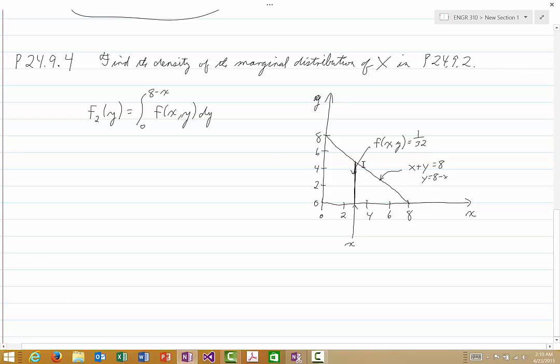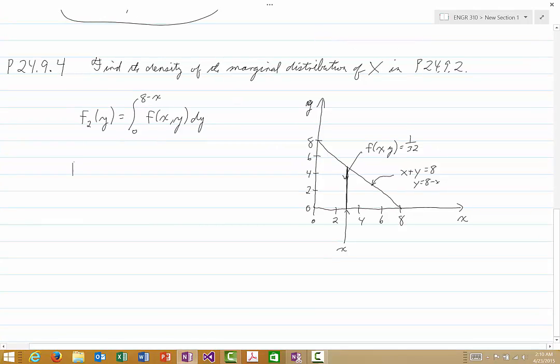So this upper limit depends on x, and that's clearly shown from the formula, because we have, as I said, 0 for the lower limit. That, of course, does not depend on x, but the upper limit of 8 minus x does clearly depend on x. And now inside that region, f of xy is 1/32, so we get f2 of y is the integral from 0 to 8 minus x of 1/32 dy.